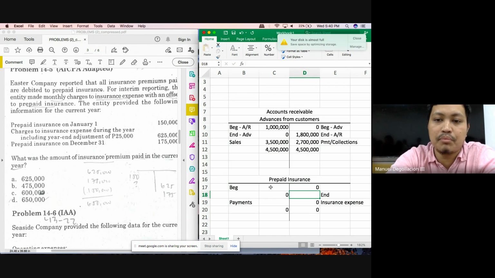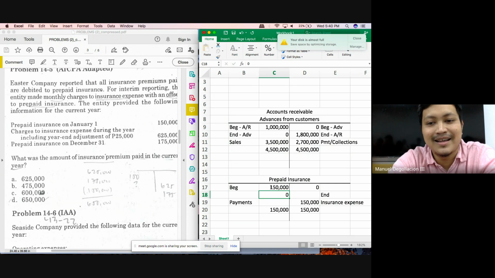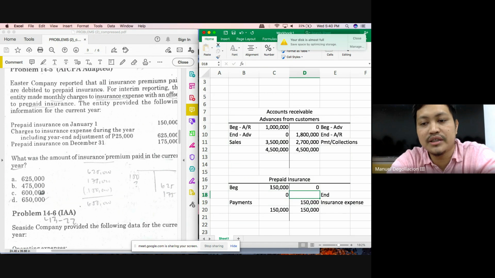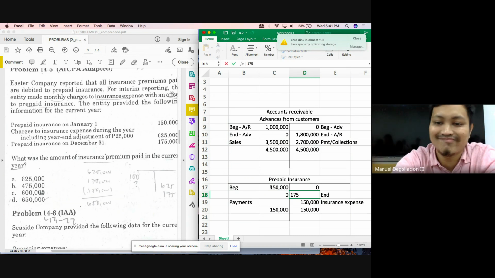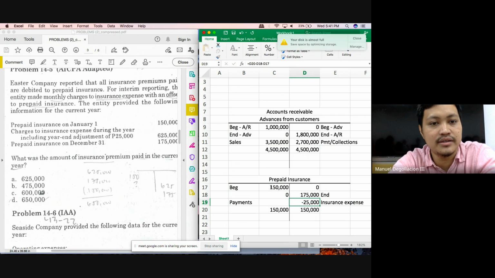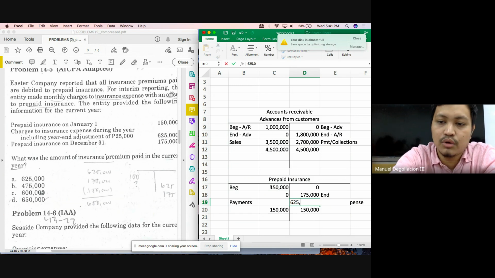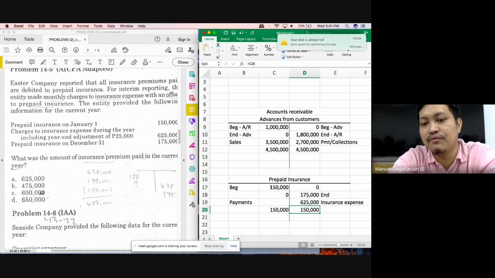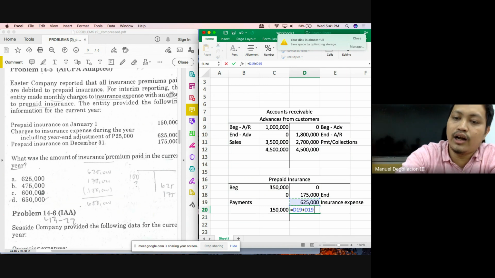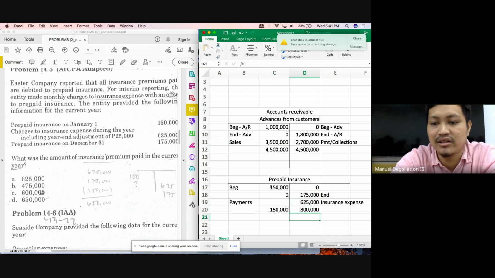Are we given our beginning prepaid insurance, which is 150? And then what we're looking for is the payments. Do you follow? Okay, what's given though is the amount of ending prepaid insurance. How much is the ending prepaid insurance? And then what else is given is the amount of insurance expense during the year, which amounted to 625,000. Now in this case, unlike the previous problems, which side is complete? Credit side.